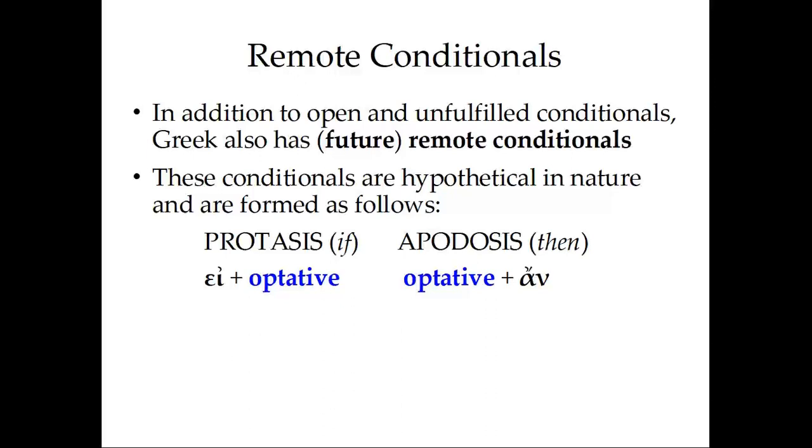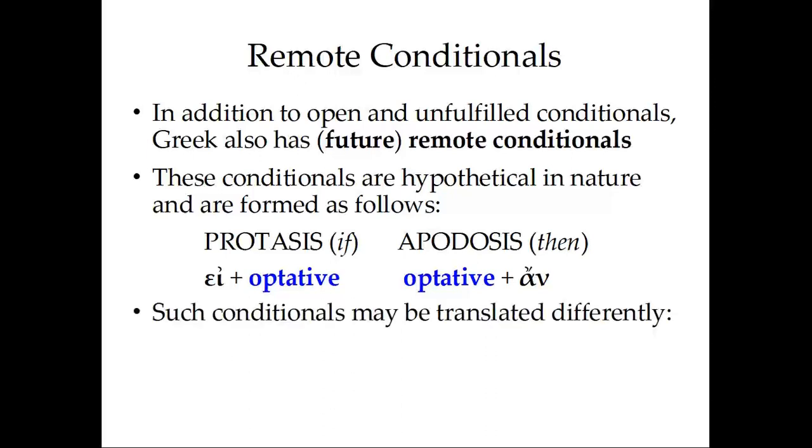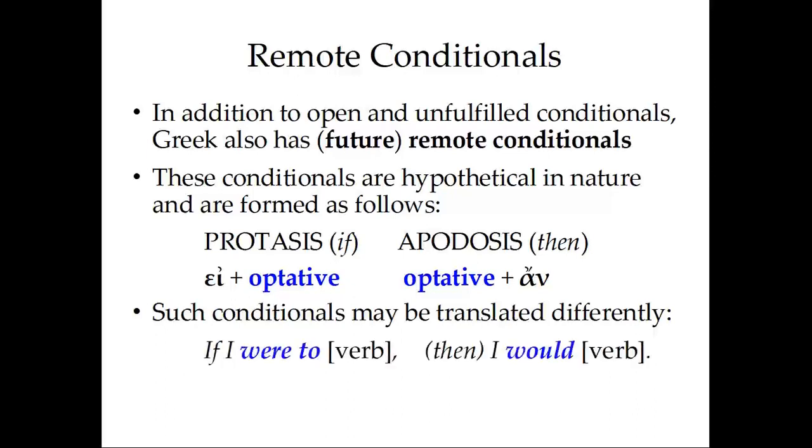Now, how do we translate a remote conditional? Let's look at it. We have a couple of different options, related to some extent to the options we have with the optative itself. If I were to do something, then I would do something, or then something else would happen, or someone else would do something. We are talking about future possibilities.